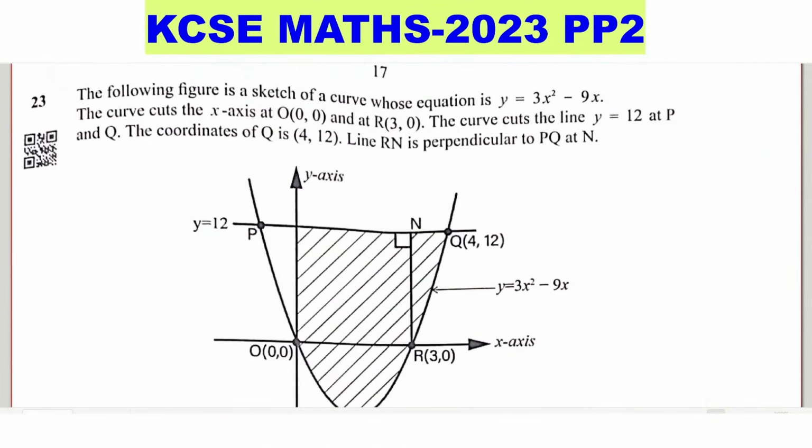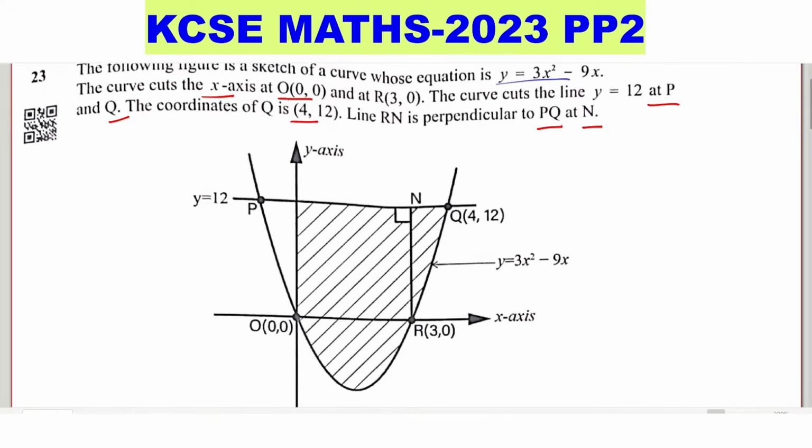Question 23. The following figure is a sketch of a curve whose equation is y equals 3x squared minus 9x. The curve cuts the x-axis at O, (0, 0), and at R, (3, 0). The curve cuts the line y equals 12 at P and Q. The coordinates of Q is (4, 12). Line RN is perpendicular to PQ at N. So all that information is shown on that figure.